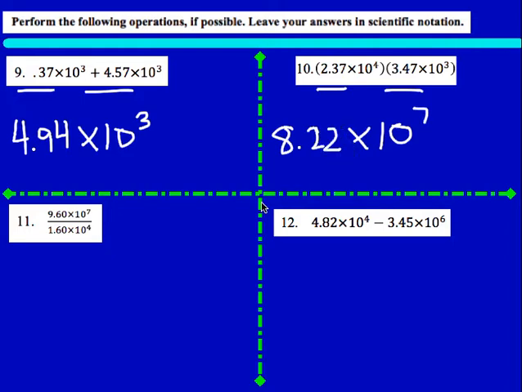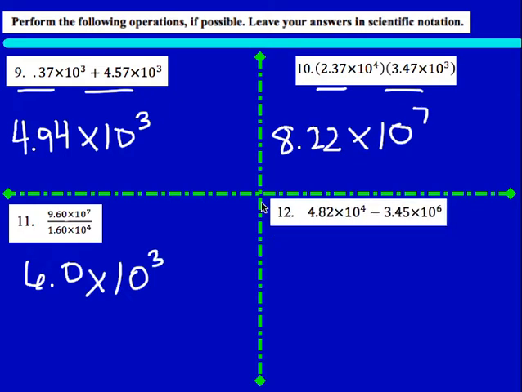Much better. Okay, let's take a look at number 11. Number 11, we're dividing. So I'm going to take 9.60 divided by 1.60, and that's going to give me 6.0. And now I need to subtract my exponents. So I have 10 to the 7th divided by 10 to the 4th. When I subtract 7 and 4, I get 10 to the 3rd.